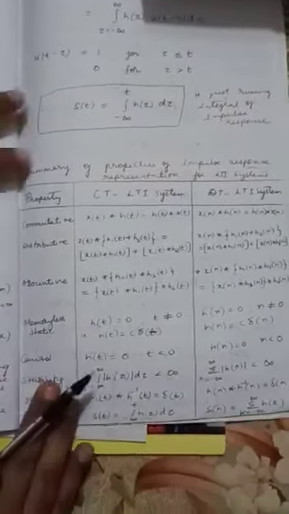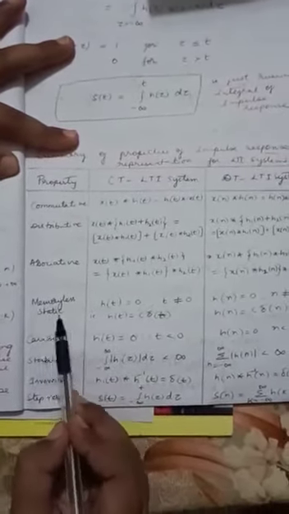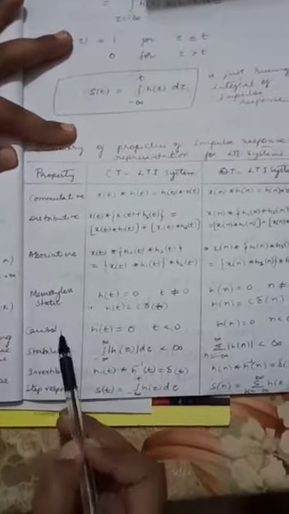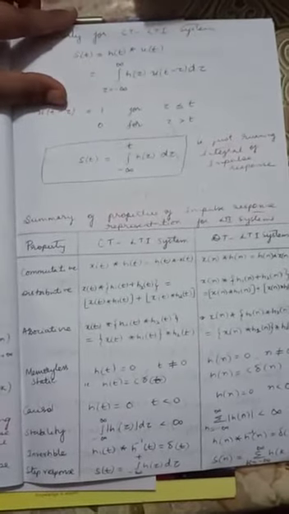This gives you the summary of the LTI system properties that we have discussed: commutative, distributive, associative, memoryless, or what we call a static LTI system, causal, stability, invertible and deconvolution concepts, and the step response. If you refer to this table, you will get all the derivations we have done till now. In the next video, we will solve some problems based on these properties of LTI systems.